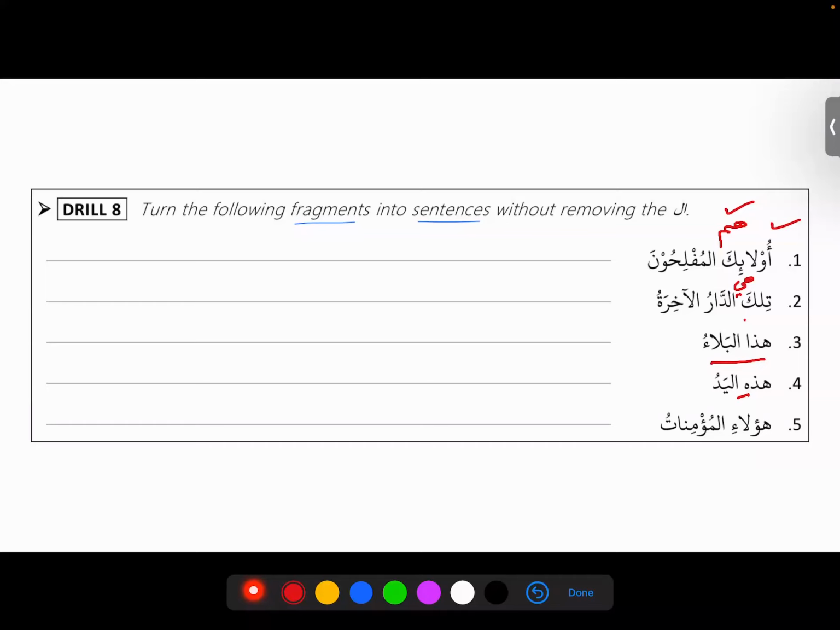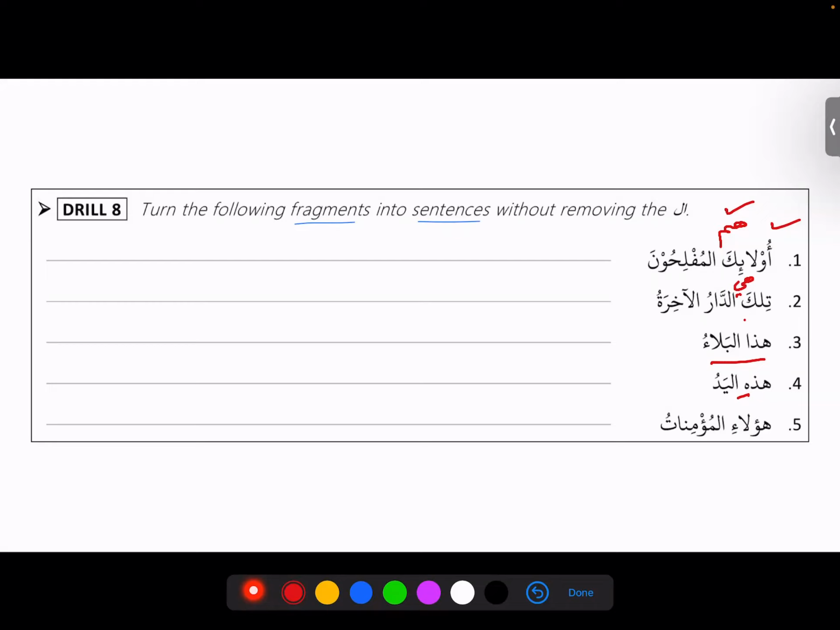Okay, now we're going to convert that into a sentence. Hazihi hiyal yadu. Yadu. Its irab, don't change it. Yeah, it's going to remain yadu, okay?